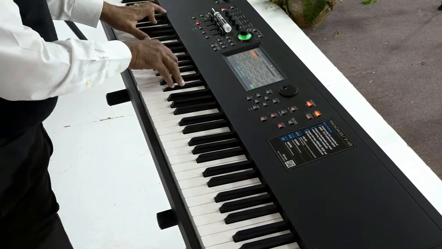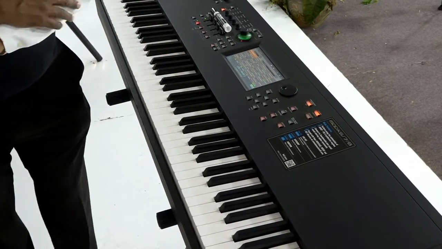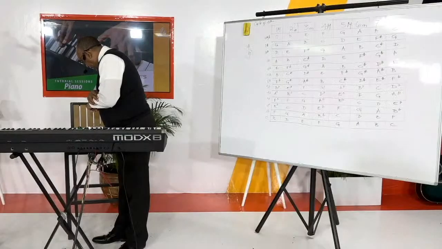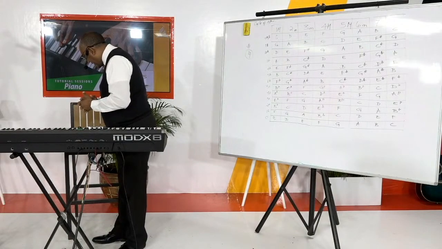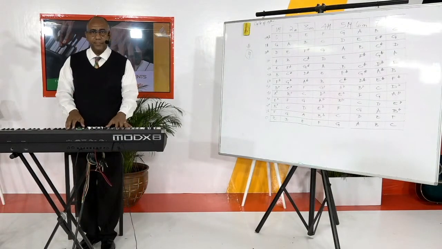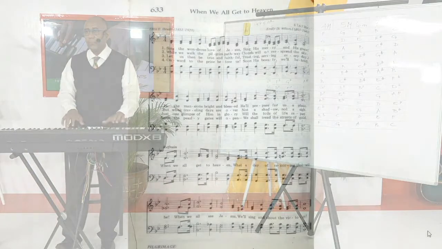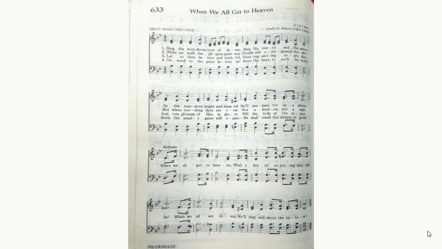So let's look at another song, and see if we can get it. Let's go to one of my favorites. Well, all of these songs, I love them. Let's try When We All Get to Heaven. So all these chords are diatonic, but there are one or two points where we see some accidental. So let's play it through.